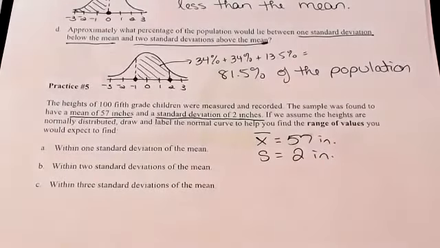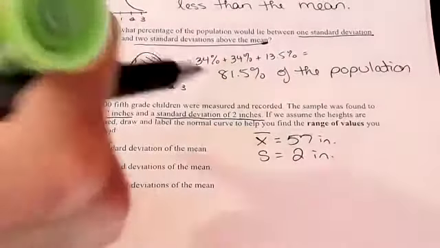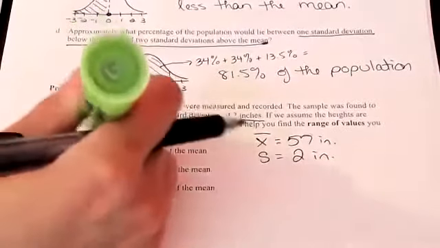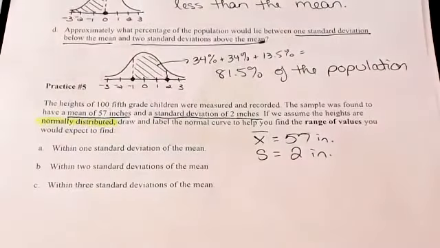If we assume the heights are normally distributed, which by the way, you have to be told in a word problem to know that you're working with a normal distribution. There are so many different kinds of distributions, so you have to be told. We're then asked to draw and label the normal curve to help us find the range of values, like what the actual heights are that we would expect to find within 1 standard deviation of the mean.